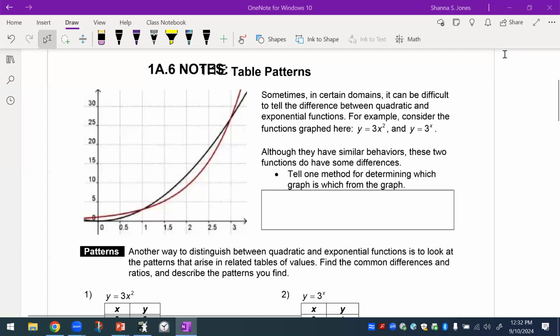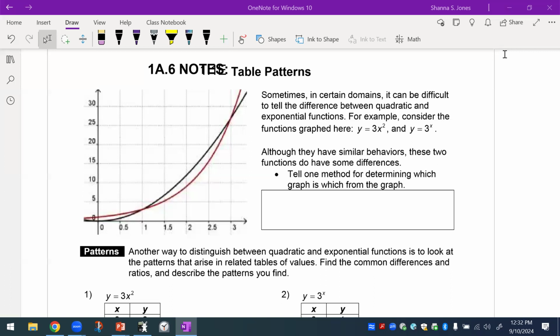So, table patterns. You should have this paper in front of you. Up here, you do not have a red and black line, but I have a red and black line. Do we see that? Everyone sees the red and black. Looking at the red and black line here, we're going to decide which one of these functions is the quadratic and which one is the exponential, because depending on the view of your window, at times it can be hard to determine which is which. So what do y'all think?